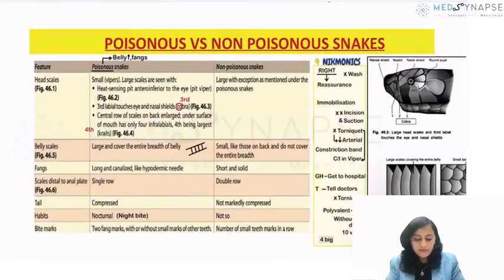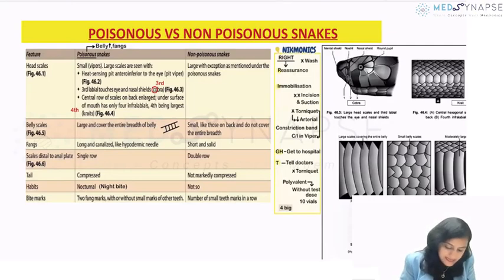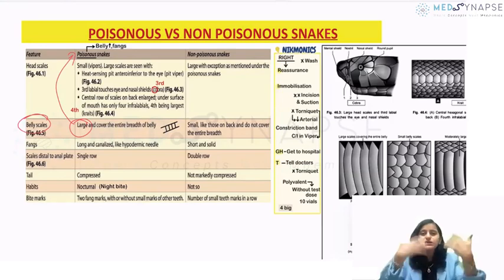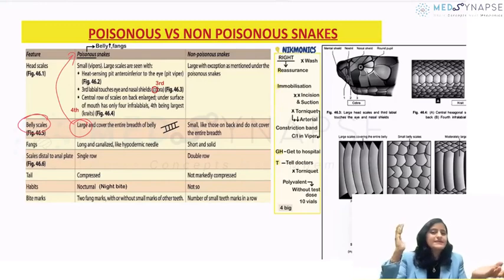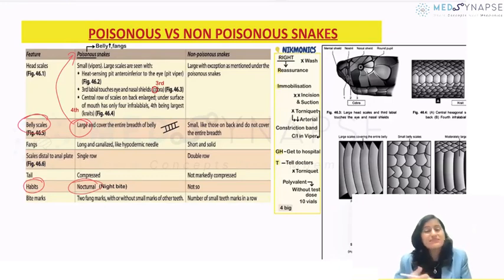Coming to poisonous versus non-poisonous snakes. Poisonous snakes are identified by the belly scales, whether they are large or small. The belly scales are large in poisonous snakes. So imagine a poisonous person who holds all the poison, all the secrets, in the belly. And when do they throw out all the poison? At night. So the poisonous ones are nocturnal. The belly scales are large. Tummy mein sab poison hai.